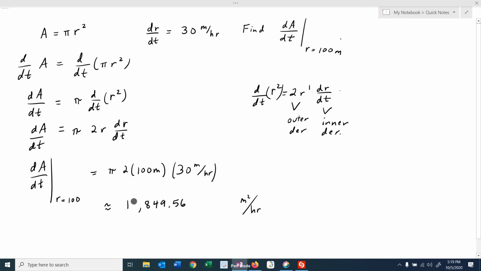Okay, so what does this mean? Basically what this is telling us is that the area is increasing at a rate of about 18,849.56 square meters every hour, right when the radius of the circle is 100 meters.